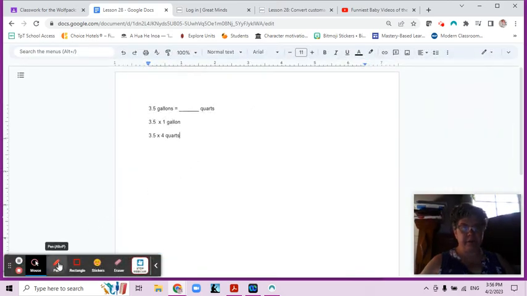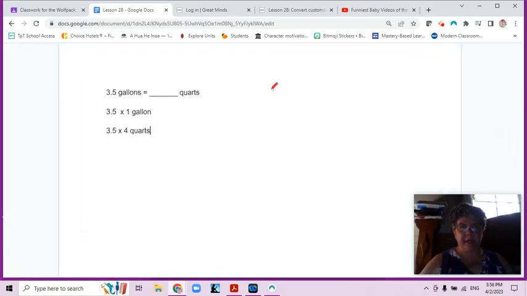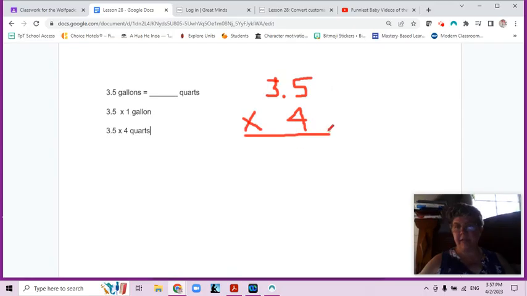So let me grab a pen, and we're going to multiply 3 5/10 times 4. Now remember, when you multiply, you put the one with the more digits on the top, not the greater number. This is a good example of that, right? 4 is greater, but 3.5 has 2 digits, so we're going to put that on the top. 4 times 5 is 20, carry the 2. 4 times 3 is 12, plus 2 is 14.